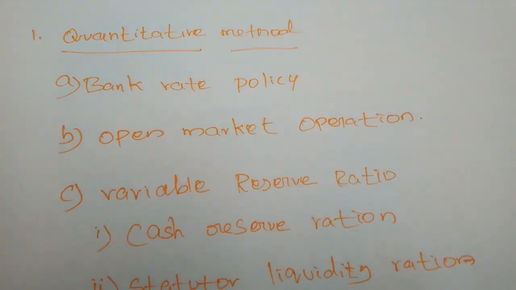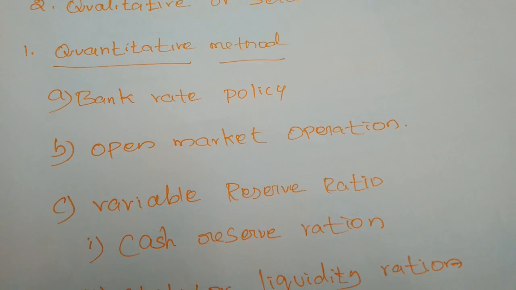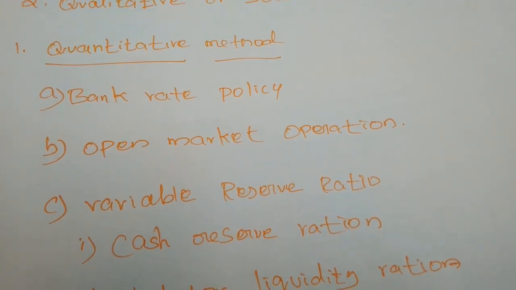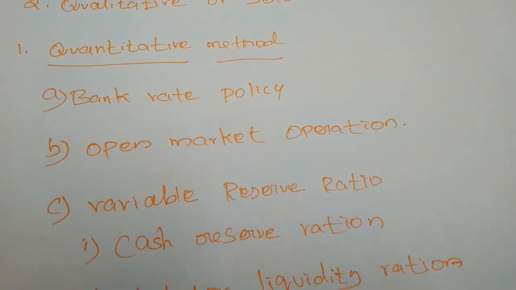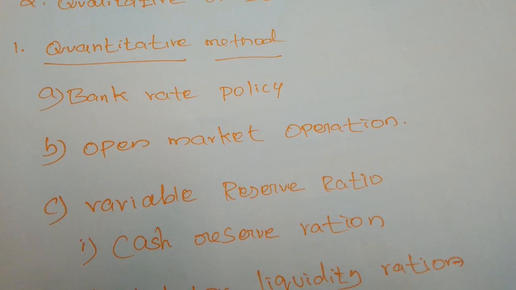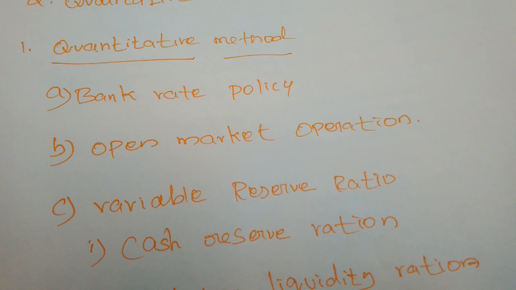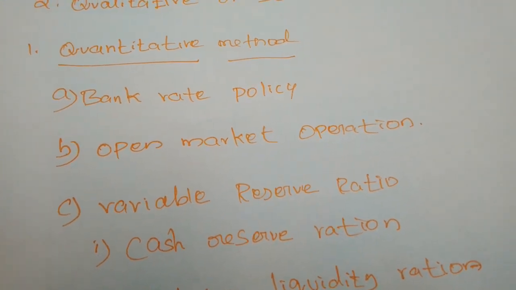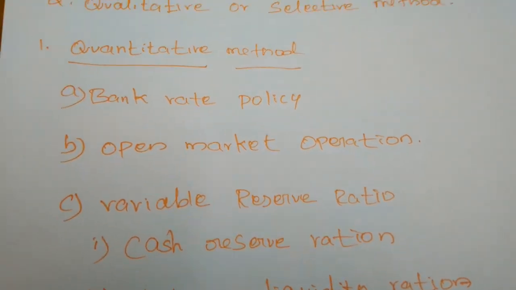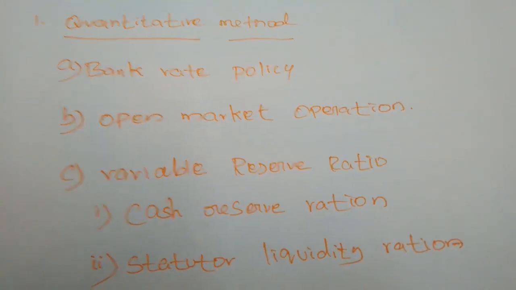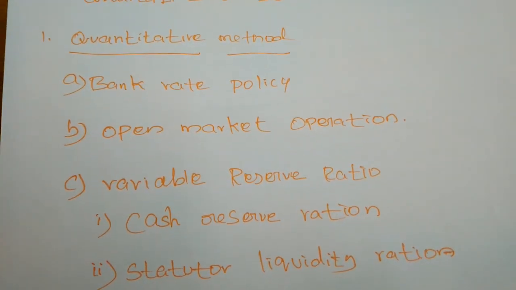Suppose in inflation time, if the Reserve Bank of India wants to reduce the credits, the Reserve Bank of India will increase the bank rate for the commercial banks. Because of that, the lending power of the commercial banks will decrease, and they will not be able to provide more finance to the entrepreneurs. So this is the first of the policies, the bank rate policy. By determining the bank rate, the lending capacity will be reduced.